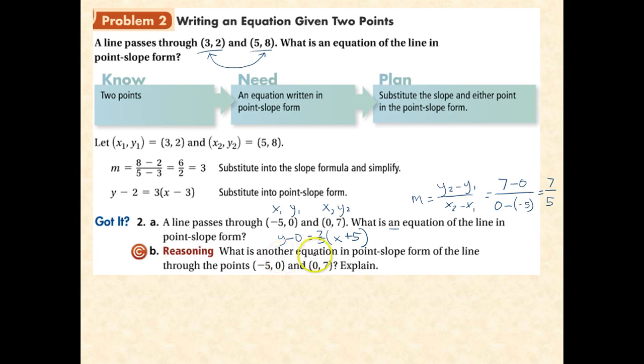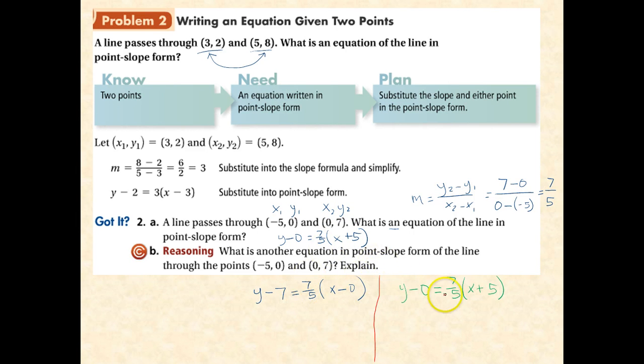So what would another equation be in point-slope form of this line? Well, it would have the same slope, but say we use (0, 7) as our point instead of (-5, 0). It would be y minus 7 equals 7/5 times x minus 0. So it doesn't matter which point you use. These might look like totally different equations, and they're different equations, but they describe the same line. And I could prove it to you. You want to see?